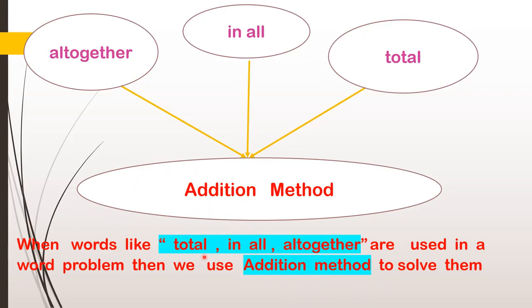When words like total, in all, altogether are used in a word problem, then we use the addition method to solve them. In all is you have taken together. Altogether is also taken together, and even total is the sum together. Now problems are of two types. There are some oral problems where you can solve it orally, and there are some written problems. Written problems have bigger digits to solve. In oral problems, the numbers are small, maybe from 1 to 20, and you have to solve them orally.